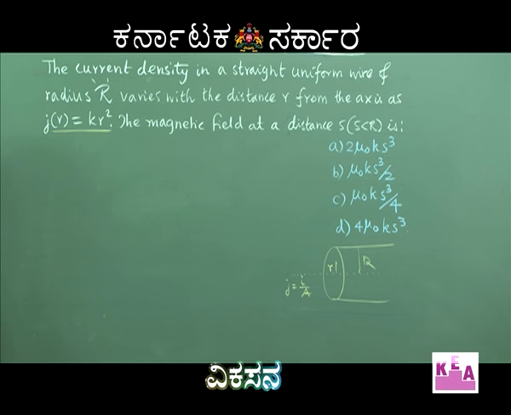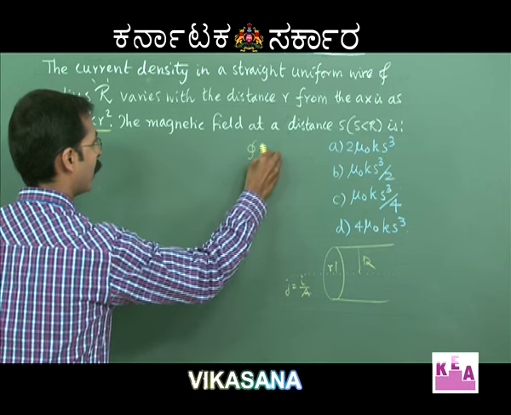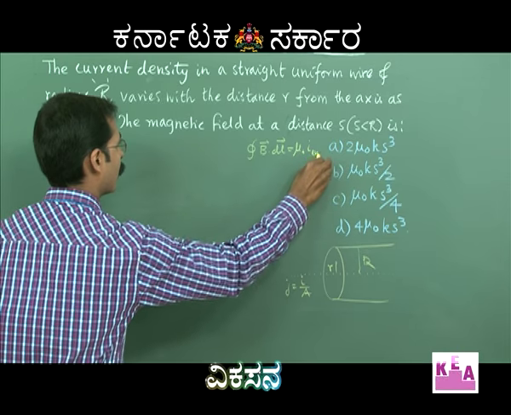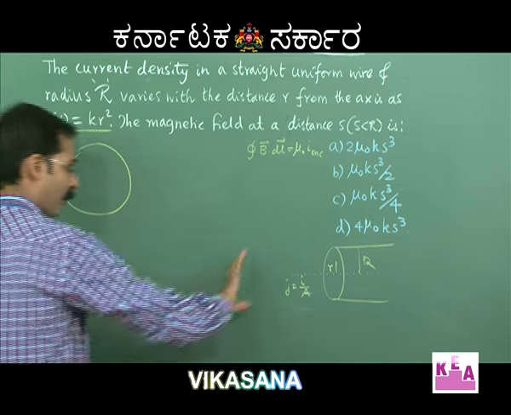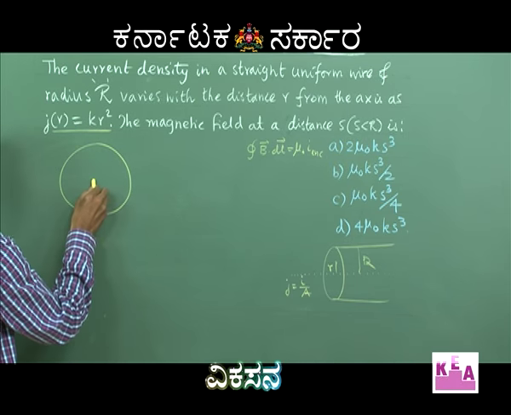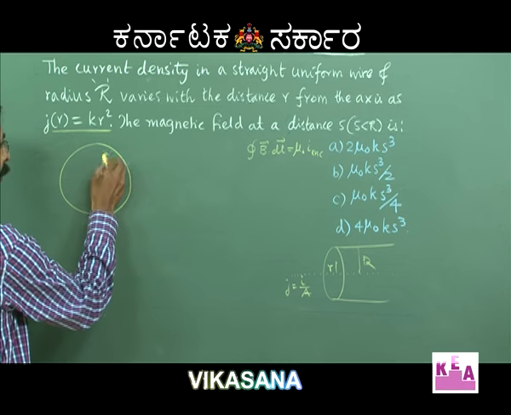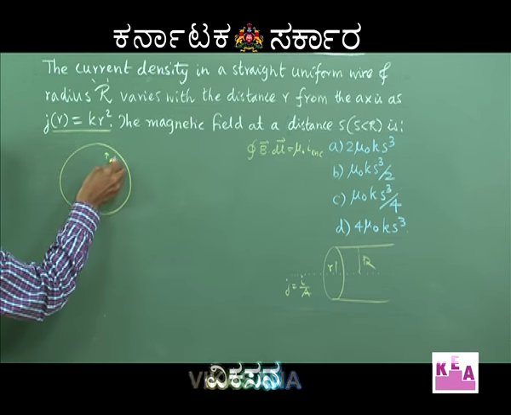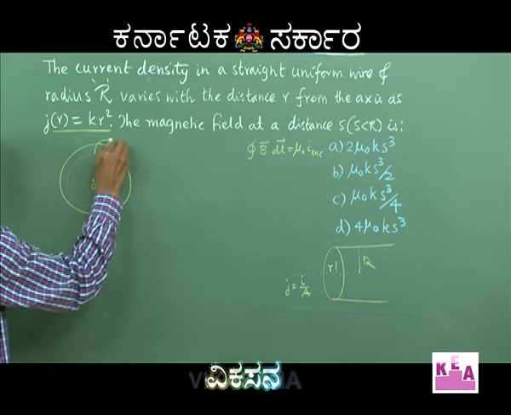As there is cylindrical symmetry, I can easily use Ampere circuital law. Ampere circuital law states that the closed line integral of B dot dl is equal to mu naught I enclosed. Now, suppose I look at the wire from this side, that is the center O. I have to find the magnetic field somewhere here at point P at a distance s. It is given that s is less than r. From this point I draw an Amperian loop. This is the Amperian loop.